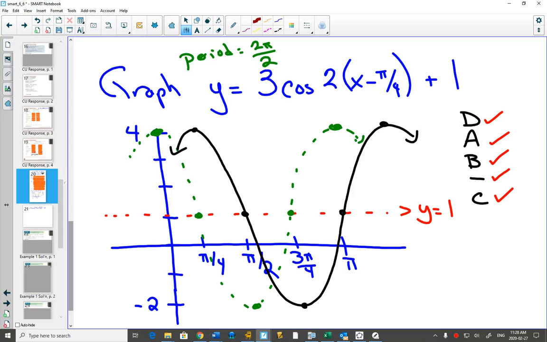Yes? The original graph before the translation, dotted? I draw the dashed one, otherwise with the translation, it's hard to see it. So I draw it first without the translation, just as a dotted line, and then the final one as a solid line. So that's the technique of DAB-C.